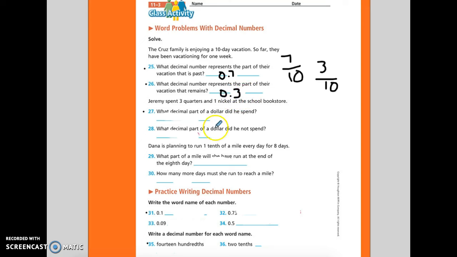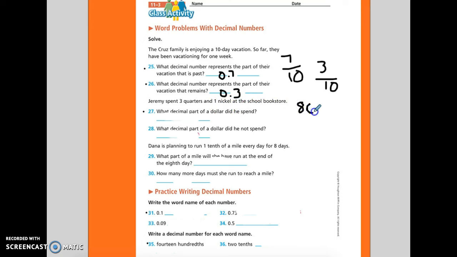All right, this time I want you to try it. Jeremy spent 3/4 and 1 nickel at the school bookstore. What decimal part of $1 did he spend? So first you're going to have to add up how much you have. You've got 3/4, that's 25 cents a piece. So 25 times 3, or 3/4, is 75 cents. Plus 1 nickel, which is 5 cents. 75 plus 5 is 80. So they've spent 80 cents.